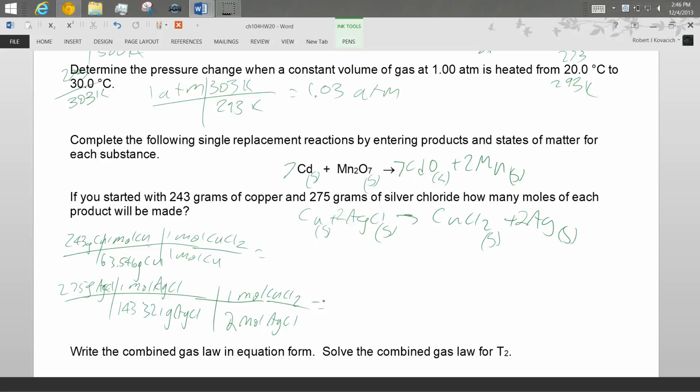How many coppers does it take to make a copper 2 chloride? 1, right? Every time I put 1 copper in, I can get 1 copper 2 chloride out. So that's why the ratio is 1 to 1. Why is the ratio 2 to 1 here?